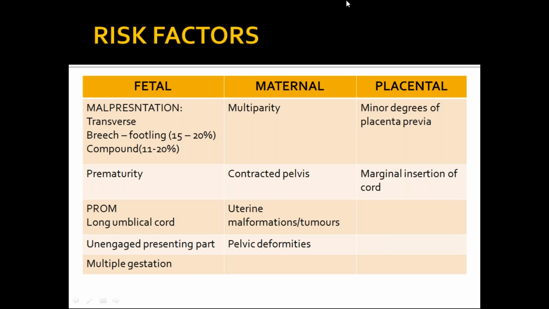Not only that, very rarely, whereas normally the cord attaches in the center of the placenta, sometimes there can be marginal insertion of the cord, where it gets attached at the edge of the placenta. That is known as marginal insertion. That is the condition in which we can also find cord prolapse.